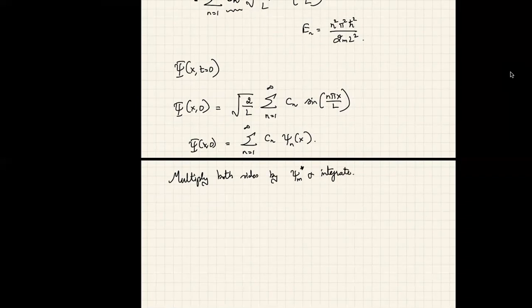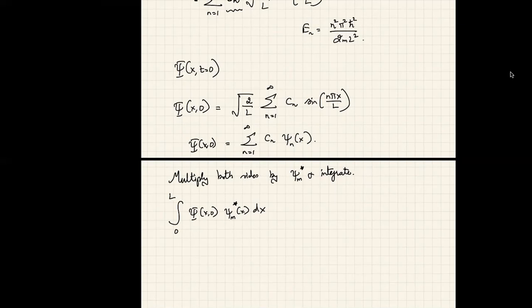What is psi m? So what is the left hand side? I'll integrate from 0 to L psi of x comma 0 times psi m star of x dx. This is the left hand side. Psi of x comma 0 is a function that is given to me. Psi m star is known. It is sine m pi x over L, and I can trivially do this integration. Of course, I don't have to take the star because these are real functions, sine n pi x over L.